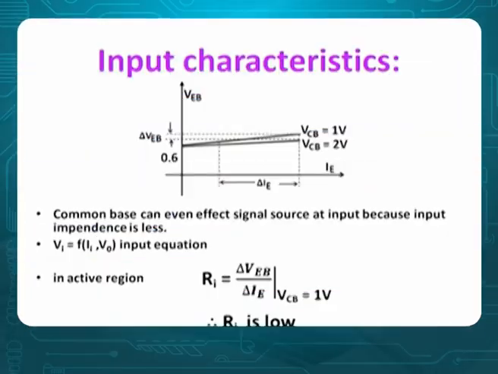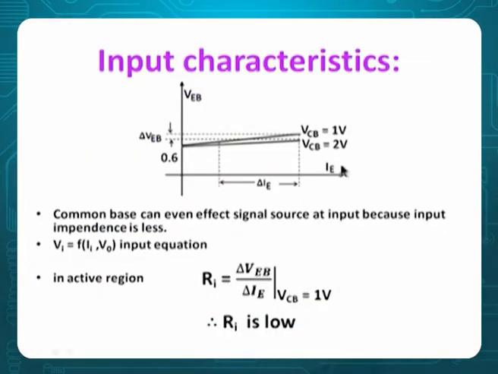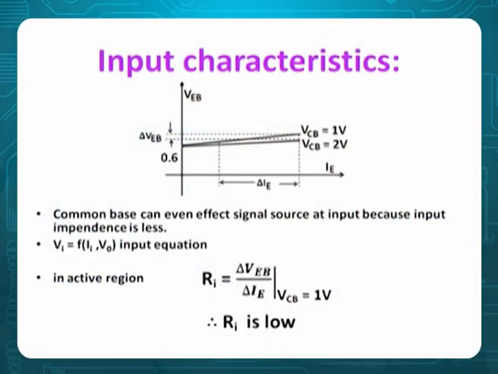Good. Now let me take you to input characteristics. How is it behaving for input? Common base can even affect the signal source at the input because input impedance is low. If you don't take care of the loading effect, it can go on affecting, and finally it can affect the signal source itself. But what is the equation for input characteristics?